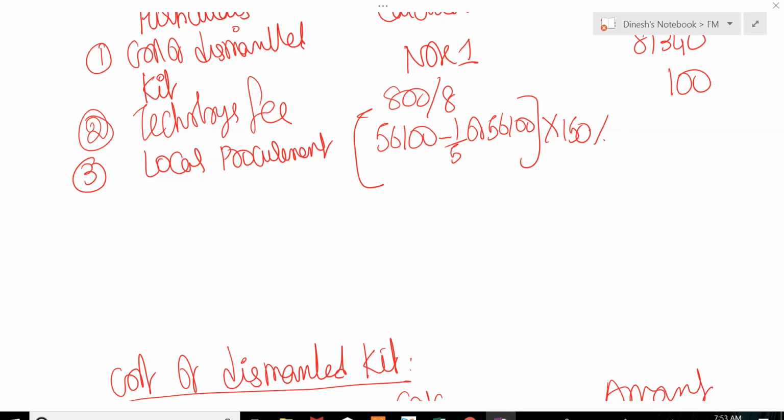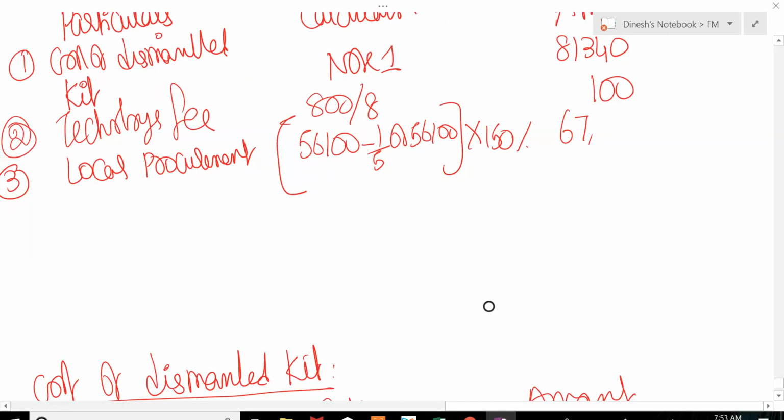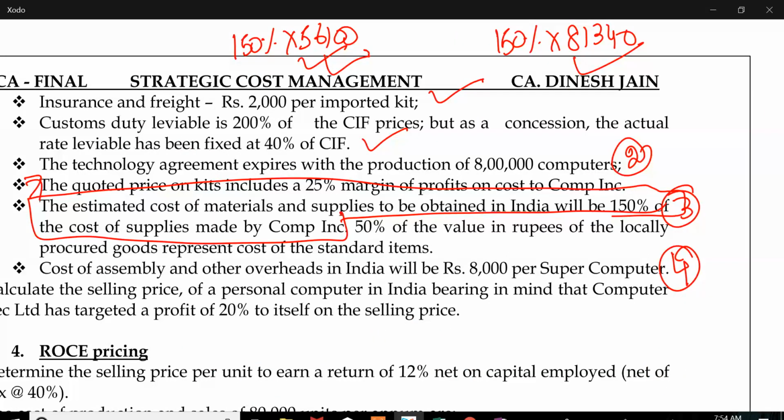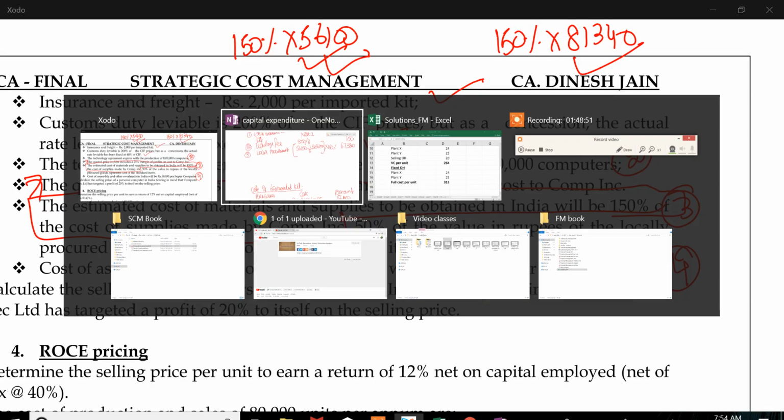How much? That standard part will come later on. As of now, it doesn't matter. $67,320. 56,100 minus 1 by 5 of 56,100 into 150%. Fourth expenses, assembly and other overheads. It's directly given. How much is assembly and other overheads? 8,000.